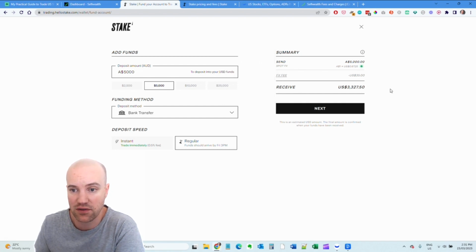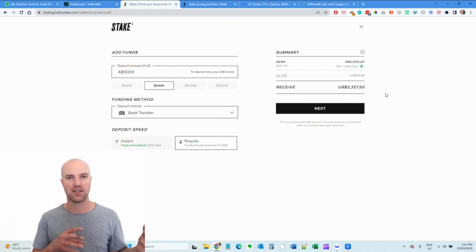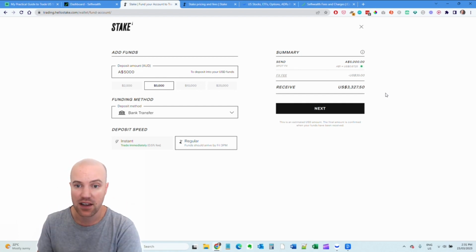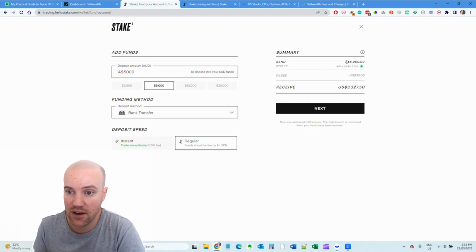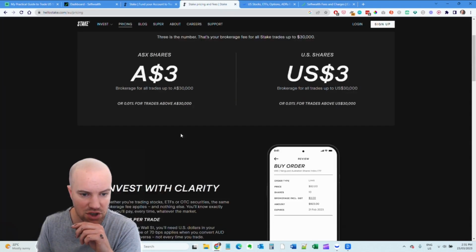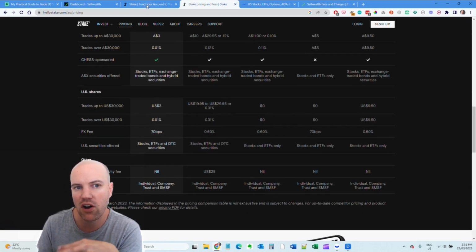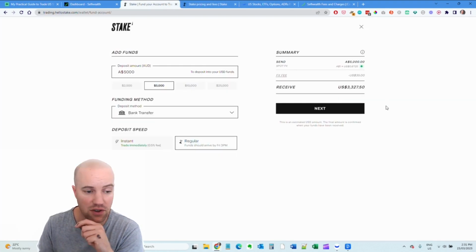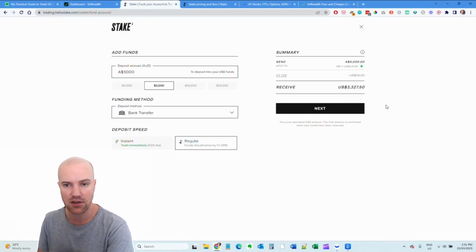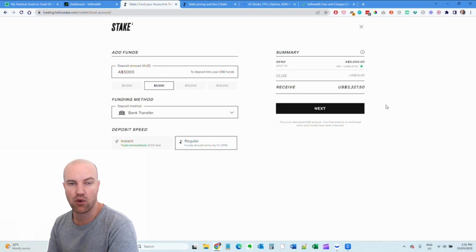Another thing that will happen through that process is your broker will likely take out an FX fee. That's the cost of them transferring money from one currency to another. And Stake here on a $5,000 transfer in are charging me $35. That's because they charge 70 basis points, which is their FX fee. So that's actually quite high. What that means is for every $1,000 you invest, they'll take out $7. So that's 0.7%.